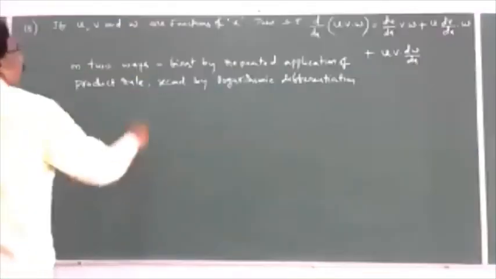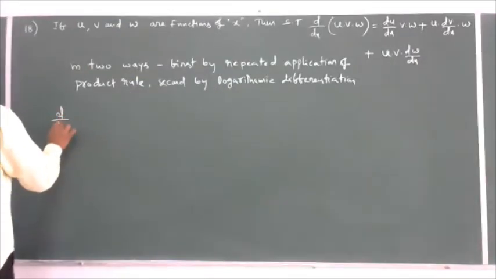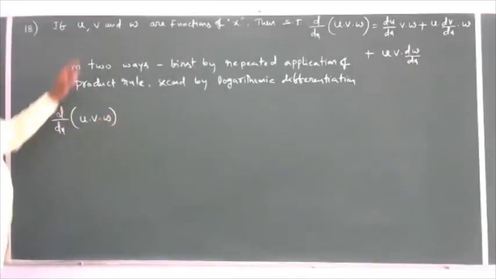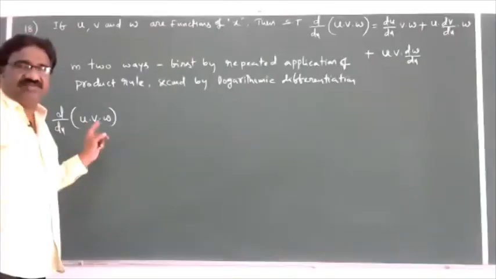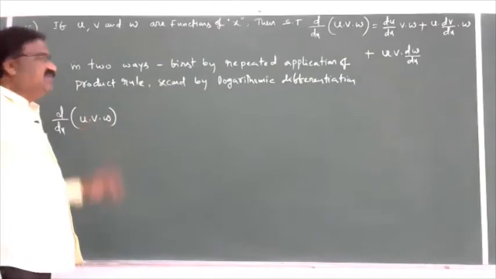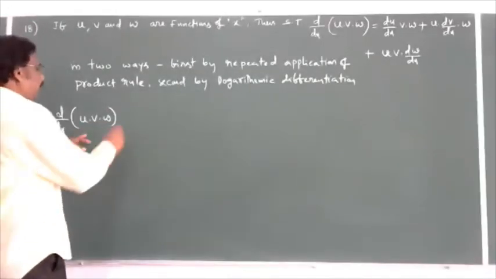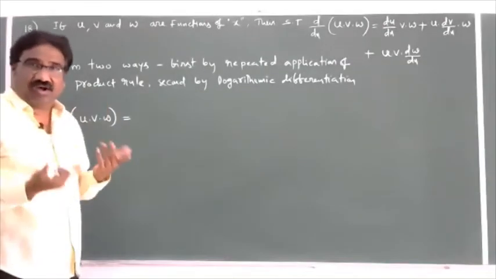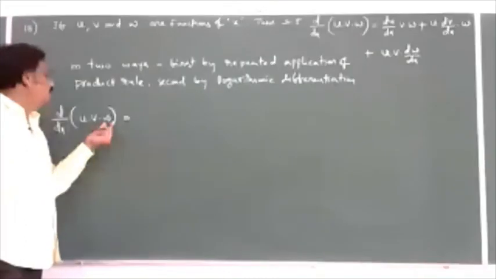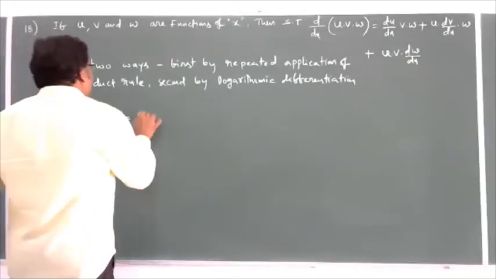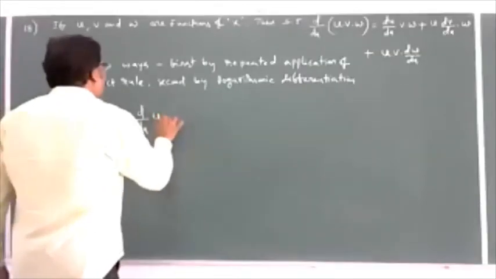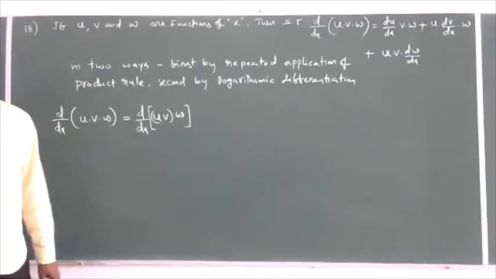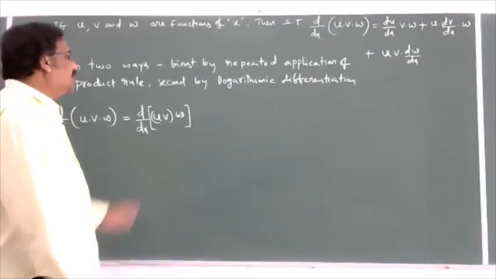Here first you take the given function d by dx of u into v into w, given u is a function in terms of x, v is a function in terms of x and w is a function in terms of x. Here you take u as the first function and v into w as the second function, or u into v as the first function and w as the second function. For example, if you take d by dx of uv, uv is the first function and w is the second function.